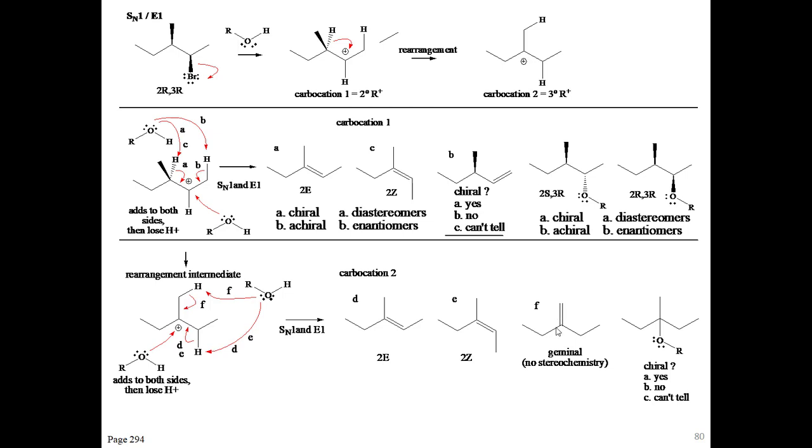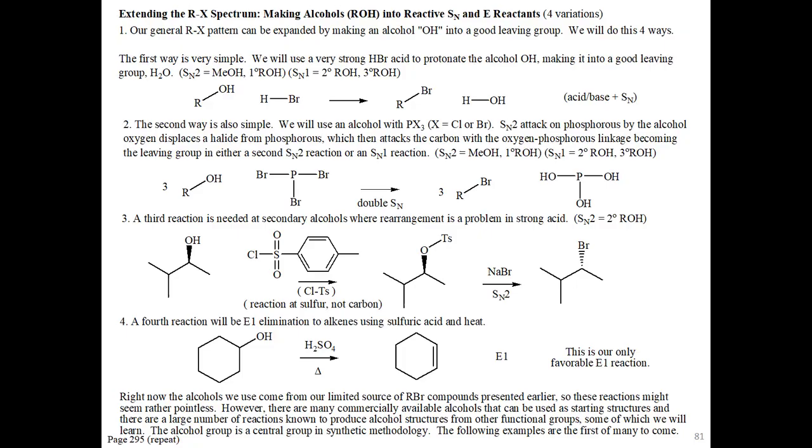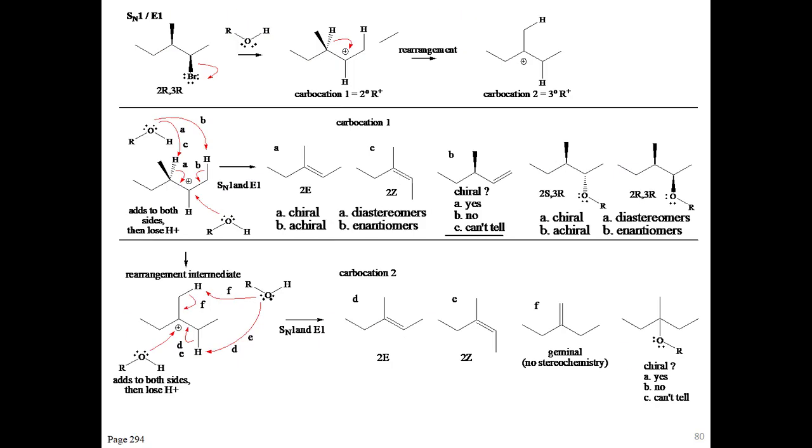Okay, so if we look at all the possible products from the SN1 and E1, it's a mess. All right, oops, let's go back here. We have 1, 2, 3 different types of SN1. These two guys right here are the same, so that's 1, 2, 3, 4. So 4 different possible alkenes. So quite a lot to explain everything.